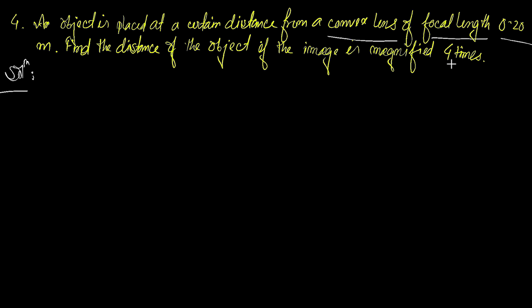That means we have to find out the distance of the object. If the image is formed with a magnification 4 times, we have to find out the object distance. That is, we have to find out the value of u, right? So the image is magnified 4 times.